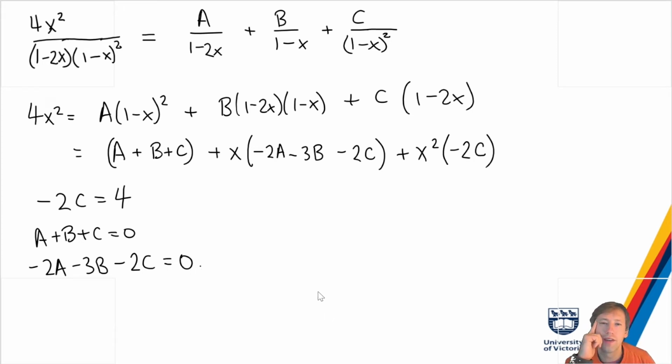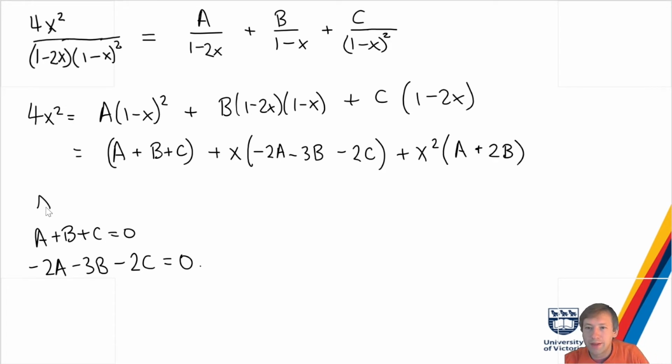Oh, wait a second. What have I done here? This is completely wrong. Let's go back a few steps. I don't know why I wrote this down for the quadratic term. The quadratic term doesn't have any c's in it, so it should just be a plus 2b. No idea how I came up with negative 2c.